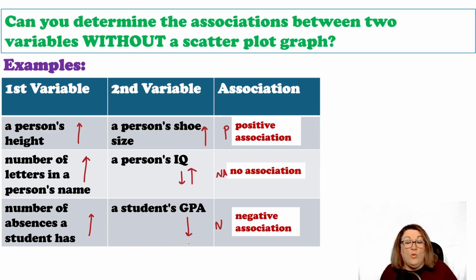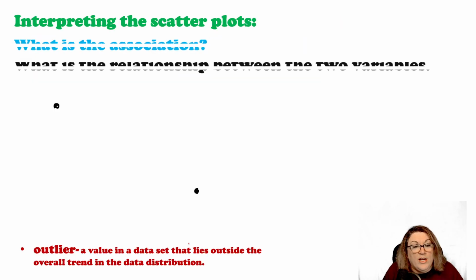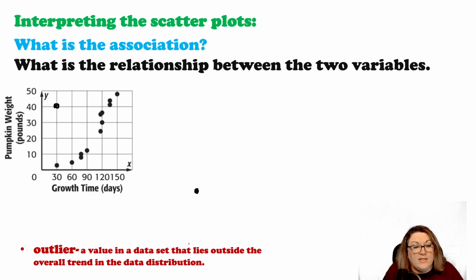And anytime one of them increases and one of them decreases, that is a negative association. All right, now we're going to interpret these scatter plots here. The first one is, we're just going to say, what's the relationship? And the first thing I wanted to point out too is the outlier.